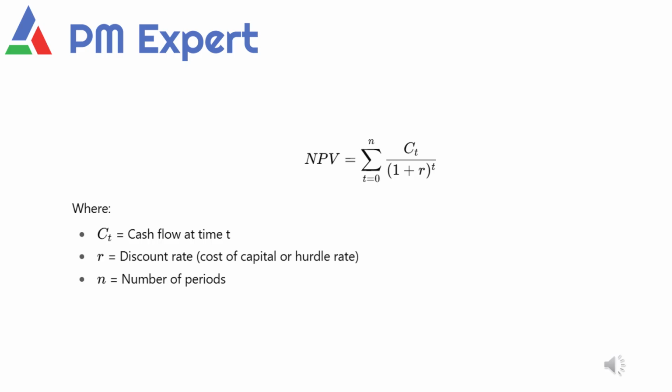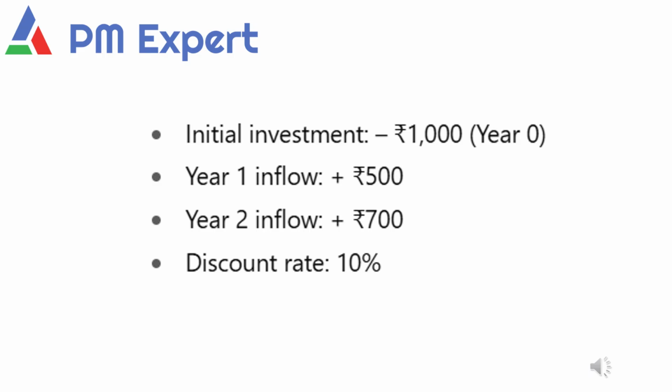NPV is simply the sum of all cash inflows and outflows discounted back to today. If NPV is positive, the project adds value. If NPV is negative, the project destroys value. Let's calculate NPV for this simple project.